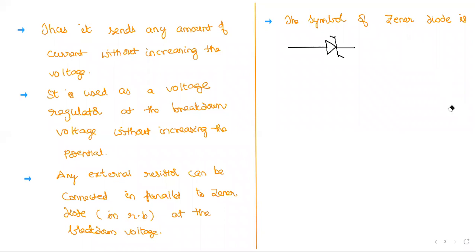Okay? For the N type and P type we are not doing any change in the symbol. P as usual has the arrowhead. At the N side, we just put a Z. This is the symbol of Zener diode. Keep in mind, if you connect it in forward bias, there is no difference.